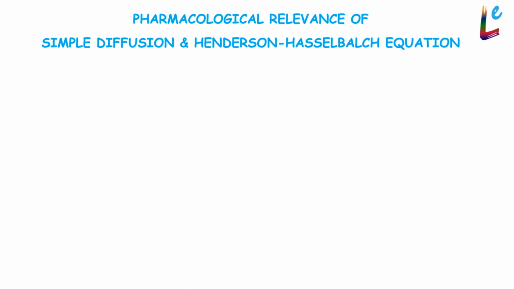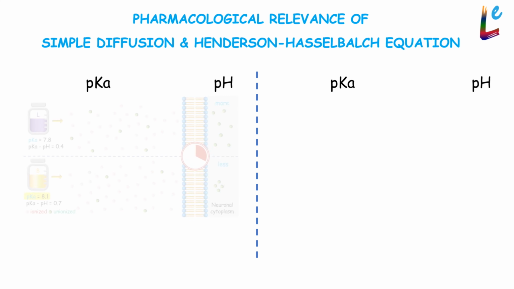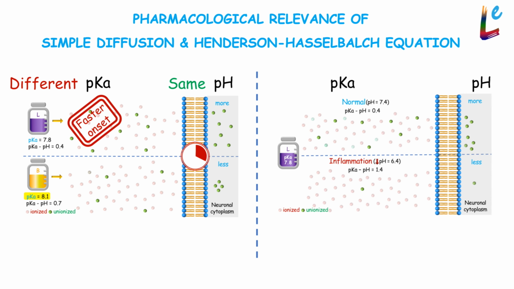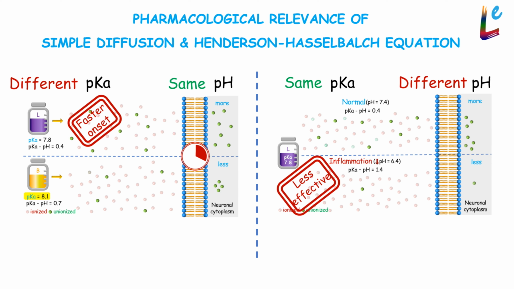So to summarize, we saw two scenarios where the pKa and pH affected drug action. In one scenario, drugs with different pKa were at the same pH. The result was faster onset of action of the less ionized drug. In the second, since there was only one drug, pKa remained the same, but pH decreased due to inflammation. The result was ineffectiveness of the drug due to increased ionization.